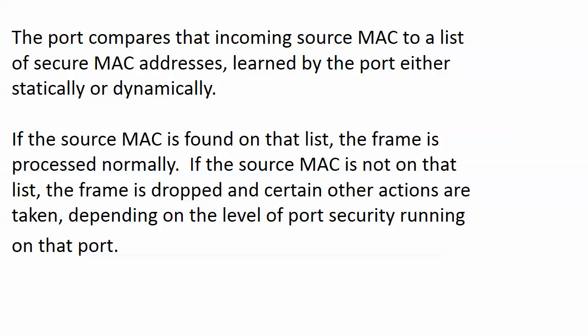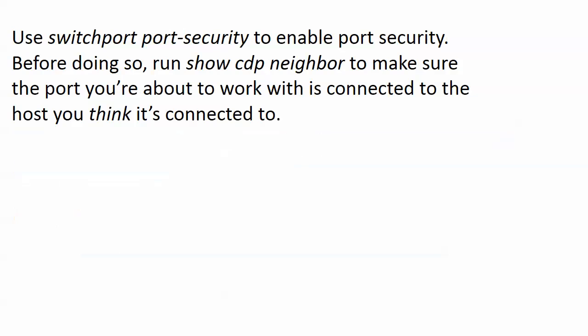Now, if the source MAC address is found on that list, then the frame is processed normally because the address is considered secure. But if it's not on that list, the frame is dropped and certain other actions are taken depending on the level of port security that's running on that port. Now, you're going to use the switchport port-security command on a port to enable port security.